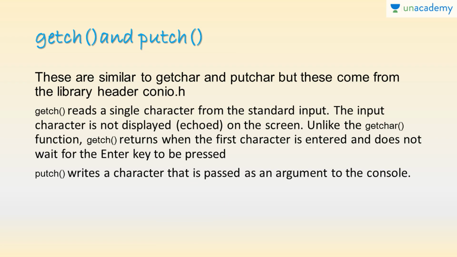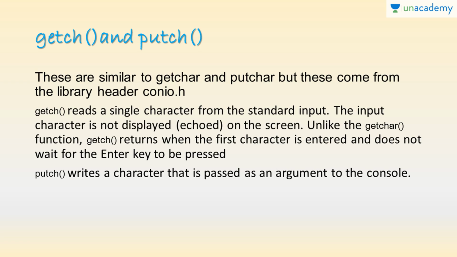Next we learn about getch and putch. These are similar to getchar and putchar, but these come from the library conio.h. But this conio.h is not a standard C library header and it is not supported by compilers that target Unix. However, it is supported in DOS-like environments.